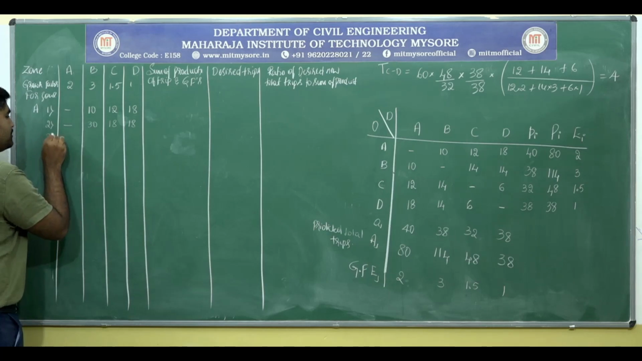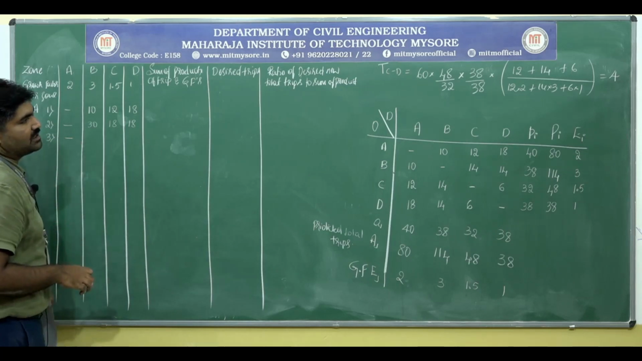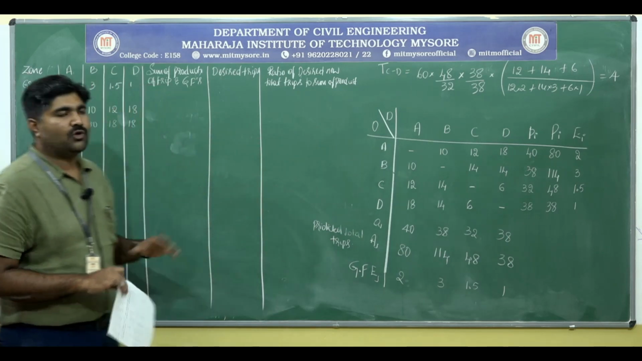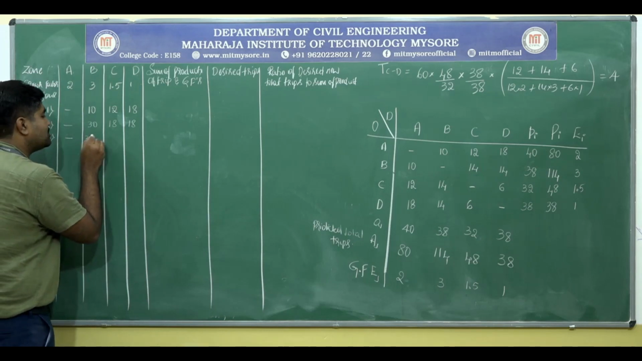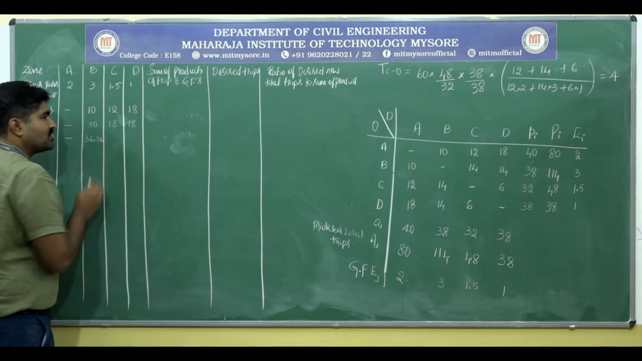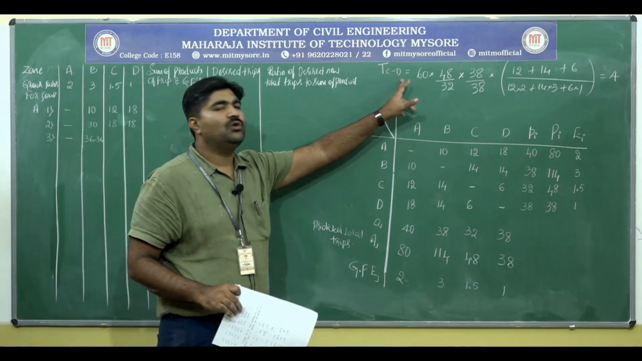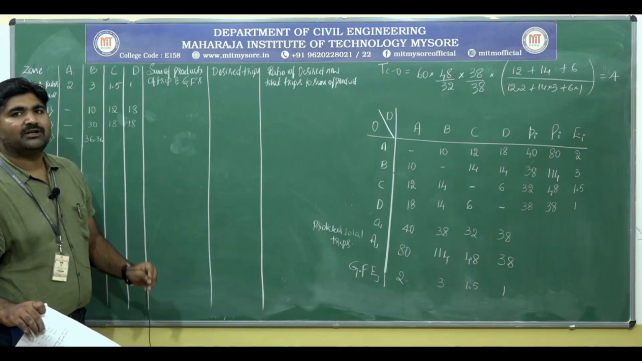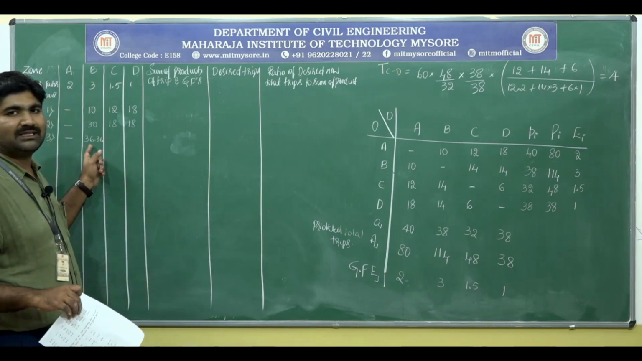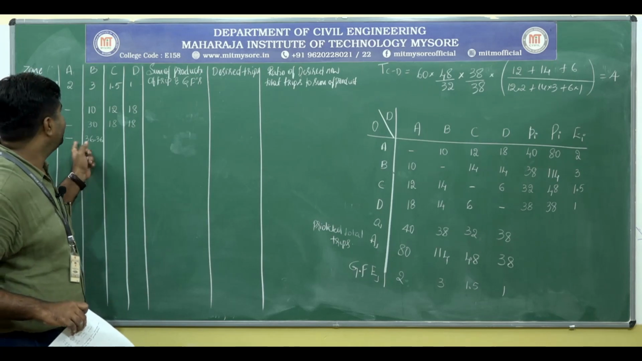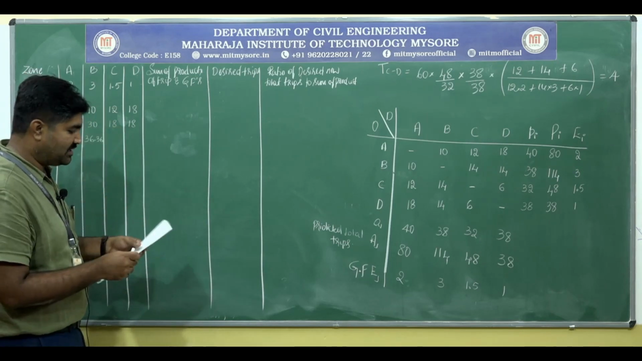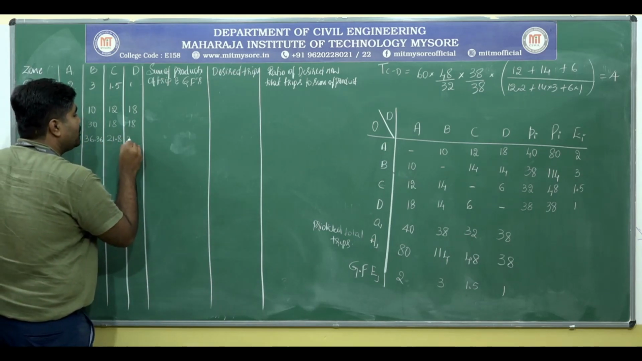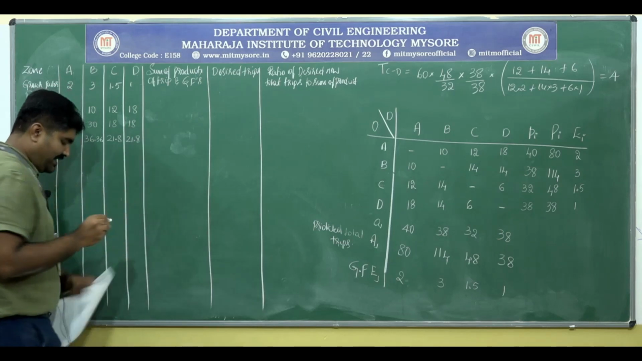Next, you enter the values. After distributing, between A to B you got 36.36. You check this, 36.36. Similarly, A to C you have got 21.8, and A to D you have got 21.8.